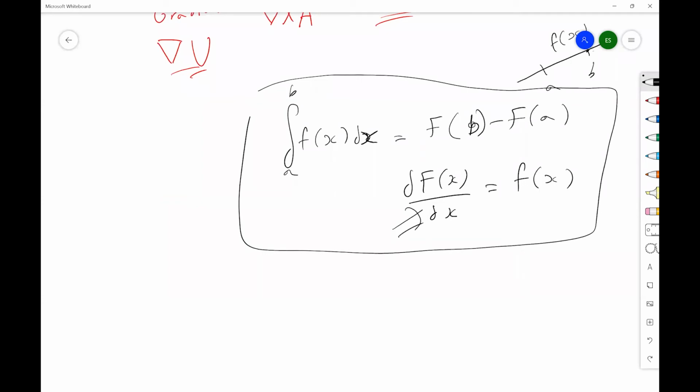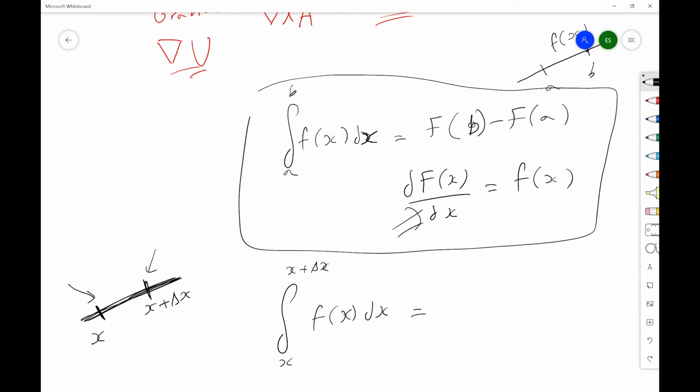So let's say on the real line, I integrate over a small interval, from x to x plus delta x. Applying the fundamental theorem of calculus, the integral of small f(x) dx from x to x plus delta x, I can always write as a function of the boundary. And that function is capital F(x plus delta x) minus F(x). What is the relationship between small f and capital F?